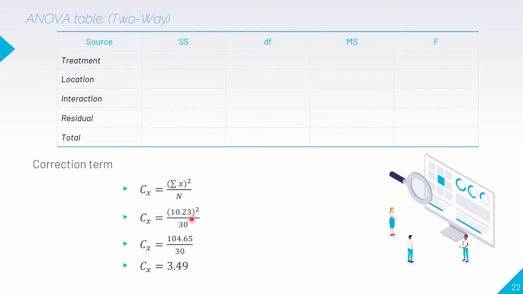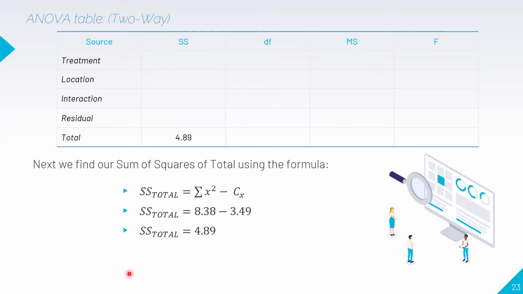So, that one, squared, that one, 104.65 over 30, and we have 3.49 as our correction term. Next, we find our sum of squares of total using the formula SS total is equal to summation of x squared minus CX. SS total is equal to 8.38 minus 3.49, and we have our SS total is equal to 4.89.